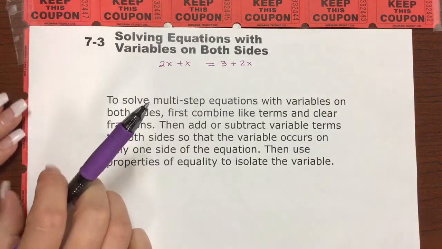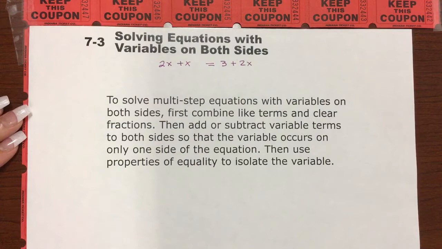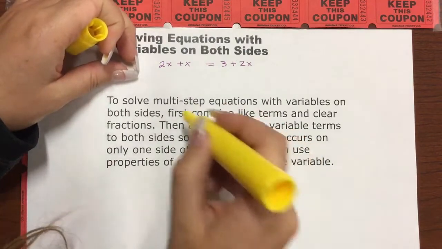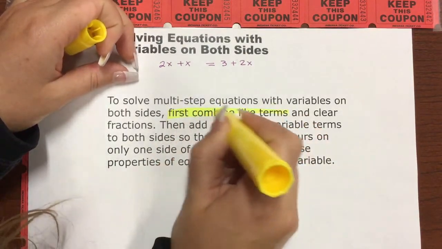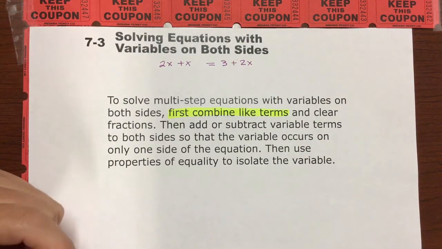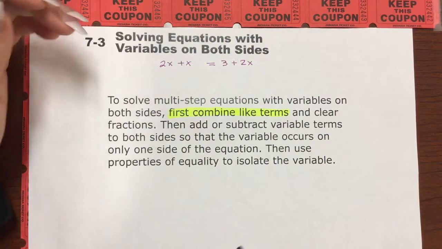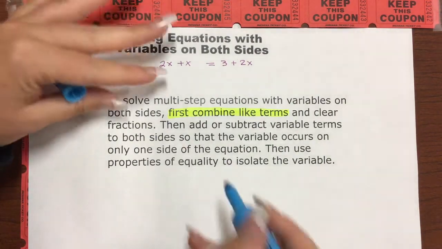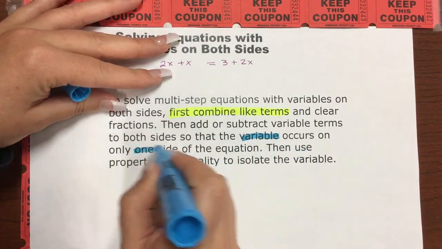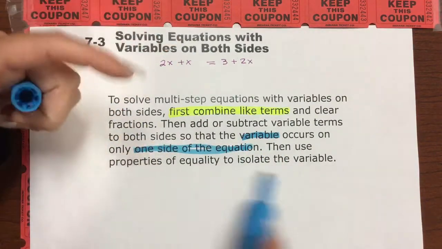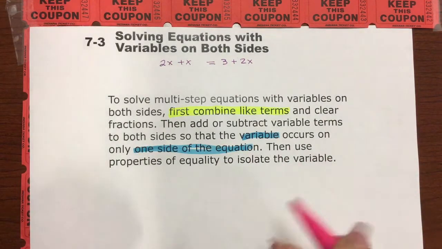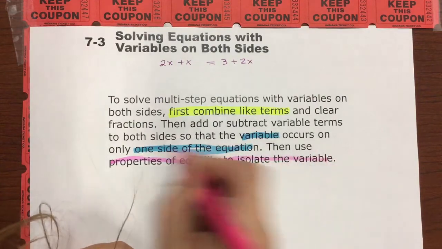So it says to solve multi-step equations with variables on both sides, first combine like terms and clear fractions. So let's just say combine like terms. Then add or subtract variable terms to both sides so that the variable occurs only on one side of the equation. So then get the variable on one side of the equation. Then use properties of equality to isolate the variable.